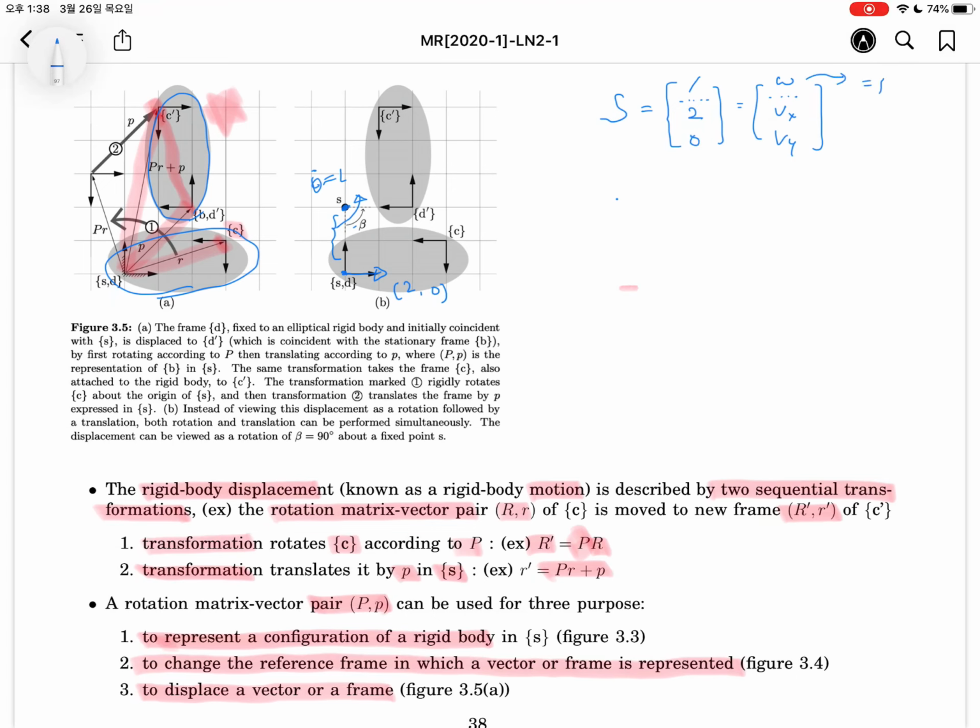Like this, by using the rotational velocity and the linear velocity of the space frame, we can get the screw axis notation. This is the screw axis. Okay, by applying the rotation angle like this, the rotation angle can be multiplied to the screw axis. Then we can define the exponential coordinate.